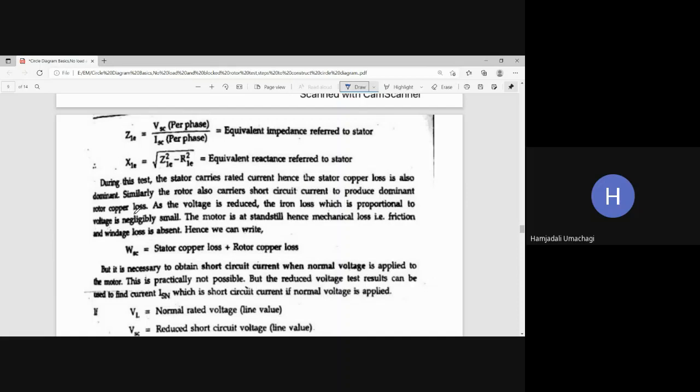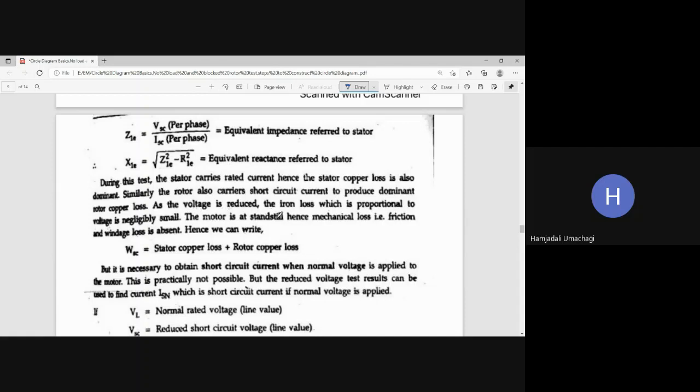Once the stator is allowed to carry current, the rotor is also going to carry current because of the mutual induction, so in the rotor as well you will find copper losses. As the voltage is reduced, for the block rotor test we are applying a very small voltage value, which is nothing but the reduced voltage test. The iron loss, which is proportional to the voltage, is negligibly small. Since our applied voltage is small and iron losses depend on voltage, the iron losses will be small.